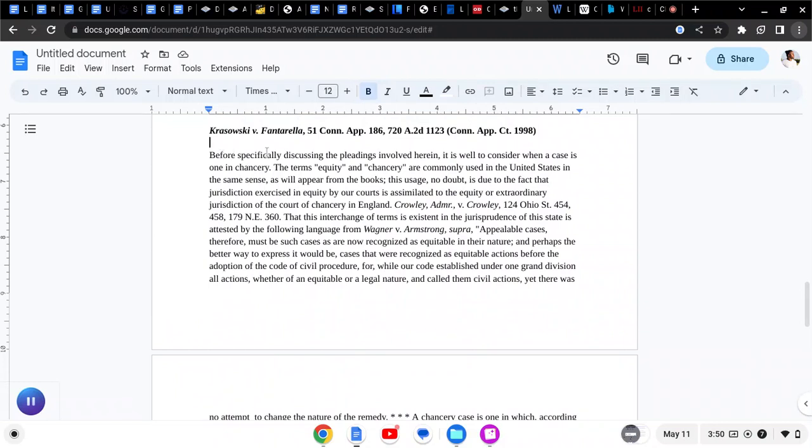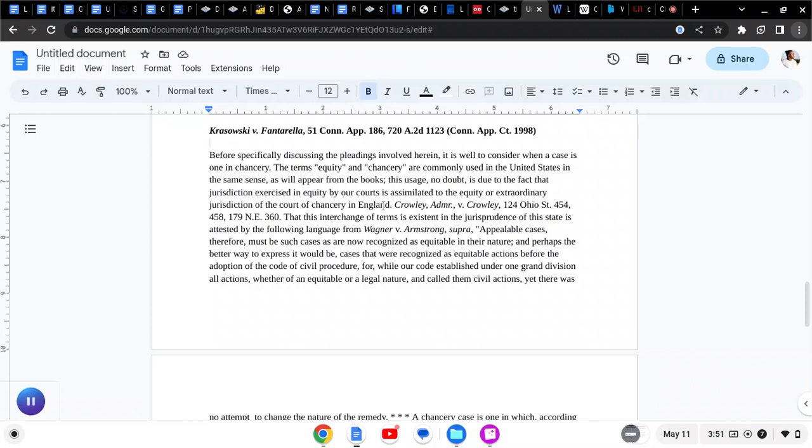I'll go right here. Before specifically discussing the pleadings involved herein, it is well to consider when a case is one in chancery, or in other words, one in equity. The terms equity and chancery are commonly used in the United States in the same sense, as will appear from the books. This usage, no doubt, is due to the fact that jurisdiction exercised in equity by our courts is assimilated to the equity or extraordinary jurisdiction of the Court of Chancery in England.